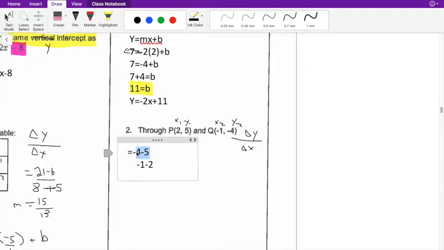Underline these here, so it looks like it. So -4 minus 5 is going to be -9, and -1 minus 2 is going to be -3. If we remember, a negative over a negative is a positive. So it's going to end with 3 as my answer.